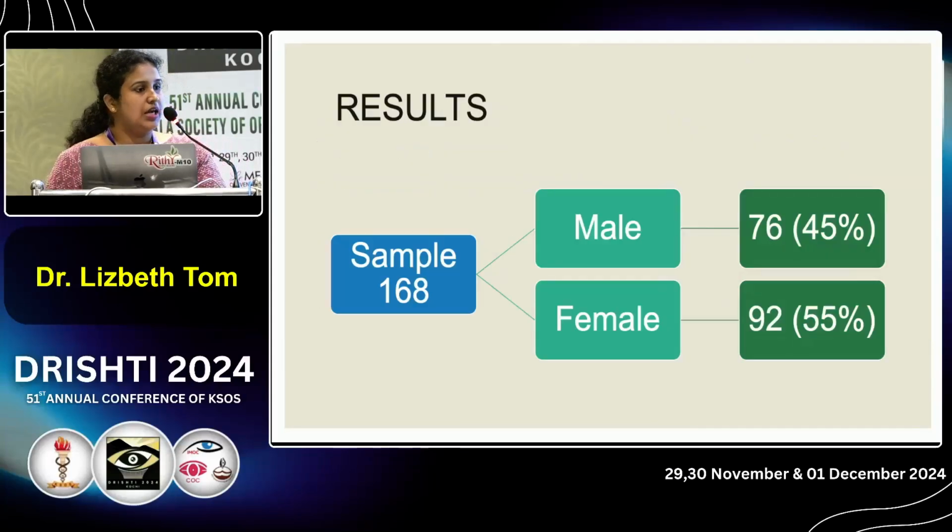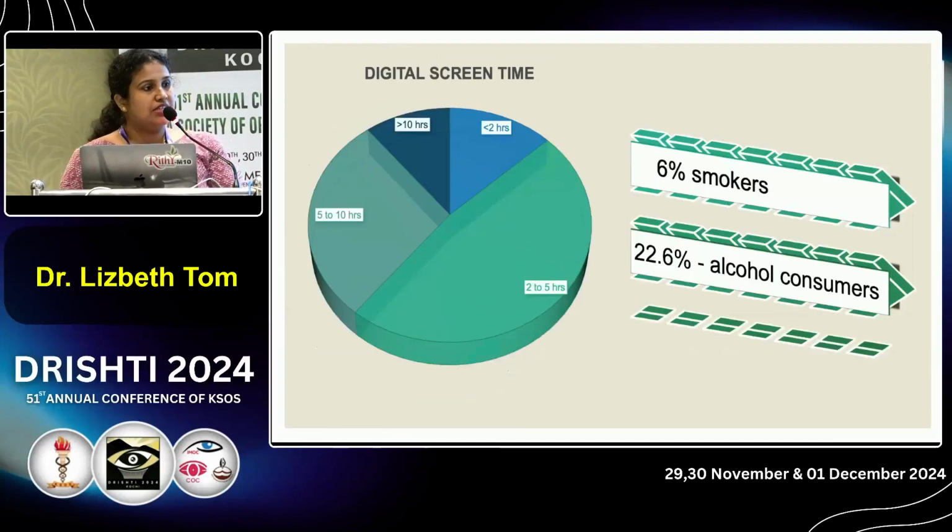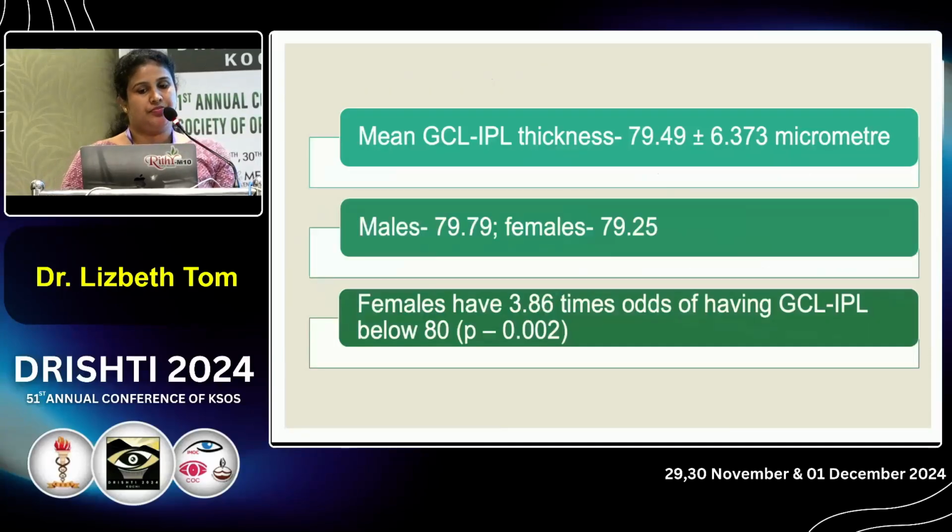Coming to the results, among the 168 samples, 55% were females with a median age of 47.5 years, and the majority, that is 26%, were less than 30 years. 40% were diabetics and 21% were hypertensives, 6% were smokers and 22% consumed alcohol, with the majority of the sample having a digital screen time of 2 to 5 hours. The mean GCL-IPL thickness from the study was 79.49 plus or minus 6.373 microns.